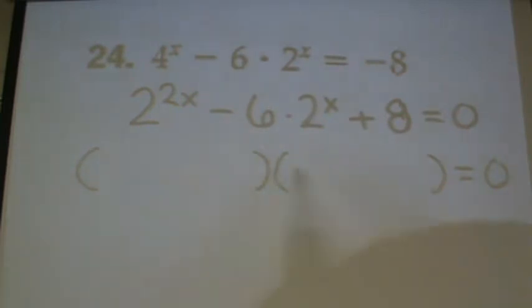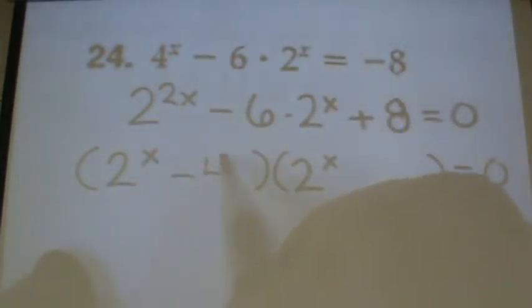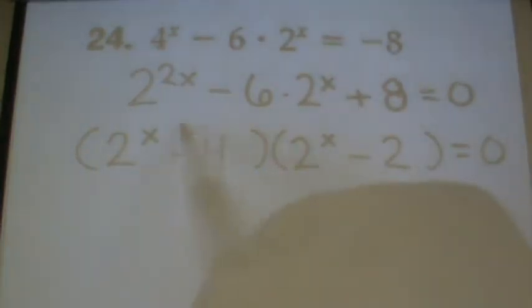So 2 to the x. How do you split this up so that when you multiply, you get 2 to the 2x? 2 to the x times 2 to the x is 2 to the 2x. How are you gonna split 8 up? What times what is 8 and adds to be negative 6? Negative 4, negative 2. Okay, now set each of these equal to 0.